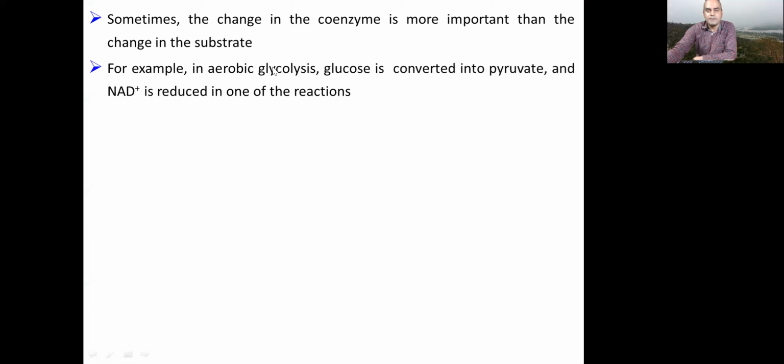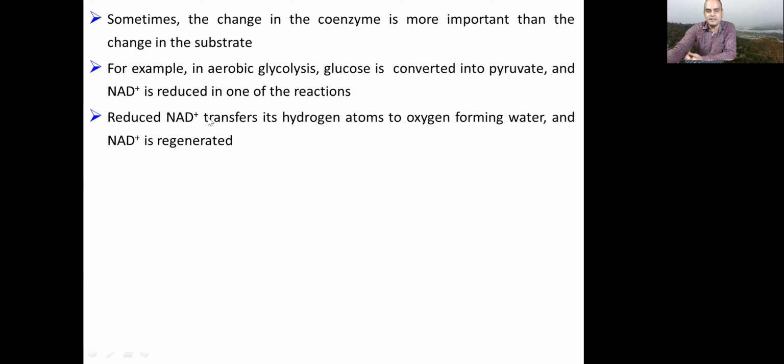For example, in aerobic glycolysis, glucose is converted into pyruvate, and in that process NADH is produced. The reduced NAD plus transfers its hydrogen atoms to oxygen, forming water, and NAD plus is regenerated. So in glycolysis, when glucose is converted into pyruvate, NAD plus is reduced in one of the reactions. That means NAD plus is reduced into NADH.